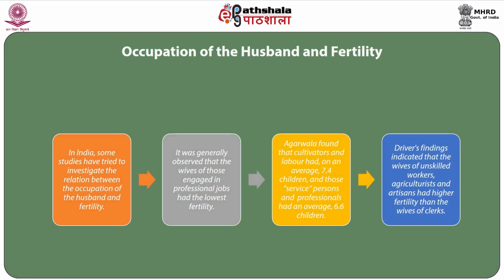It was generally observed that the wives of those engaged in professional jobs had the lowest fertility. Agarwal found that cultivators and laborers had on average 7.4 children, and those who reported their occupations as service and those who were professionals had an average of 6.6 children. Driver's findings indicate that the wives of unskilled workers, agriculturists and artisans had higher fertility than the wives of clerks.